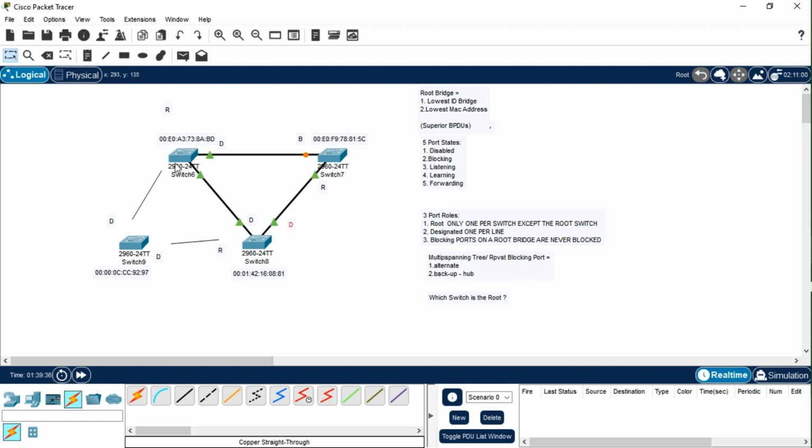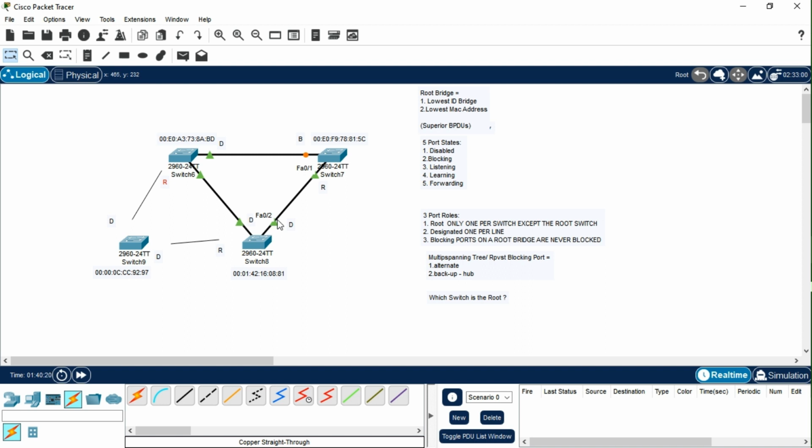let's go to switch 6. Switch 6 has a direct line to the root switch, so I can imagine that this would want to be the root port. This is where things get tricky. We have a designated port here, and we haven't answered this one yet. What would this be? Would this be a designated port or a blocking port? Designated port or a blocking port? So we have this here, that's our root. Designated.